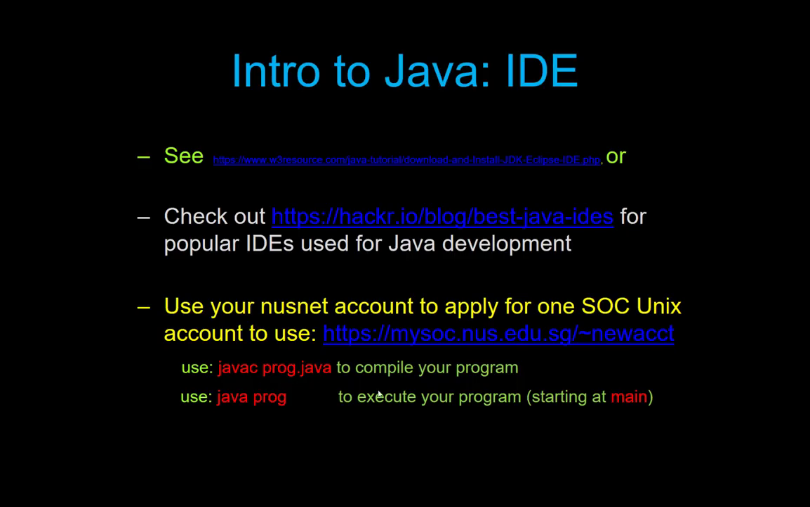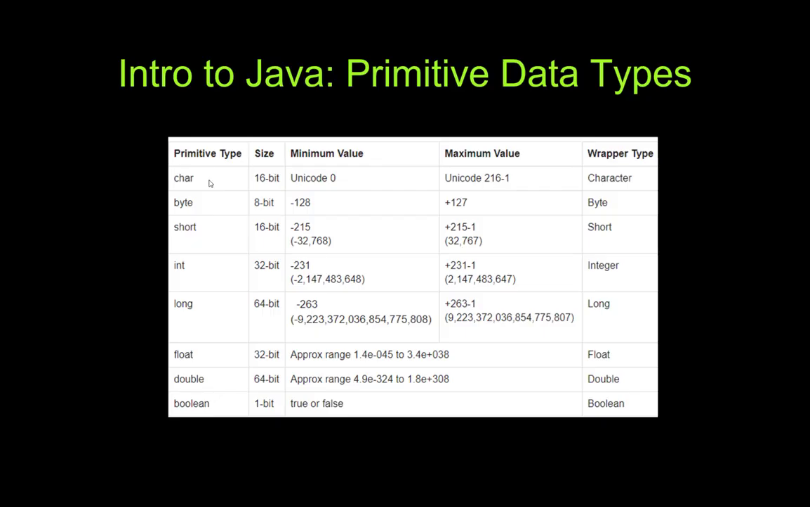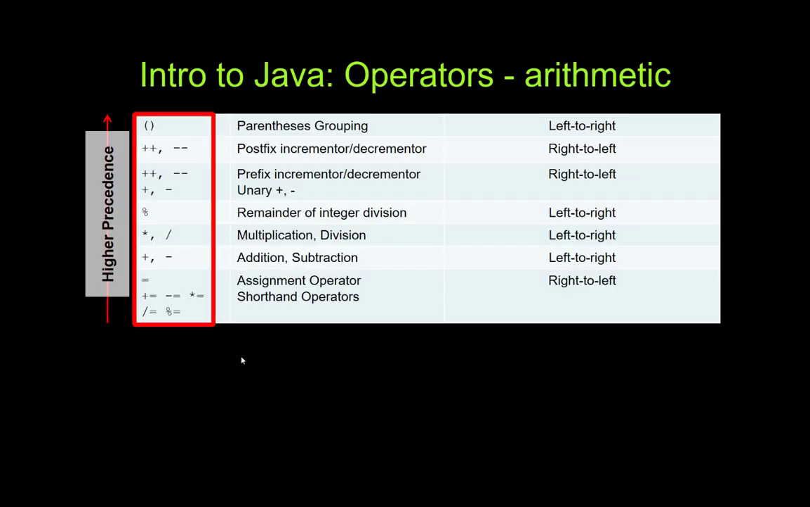Here are the Java primitive data types: character, byte, short, integer, long. Long is a longer version of integer. Float, double. Double is a longer version of float. And boolean. Here are the arithmetic operations.